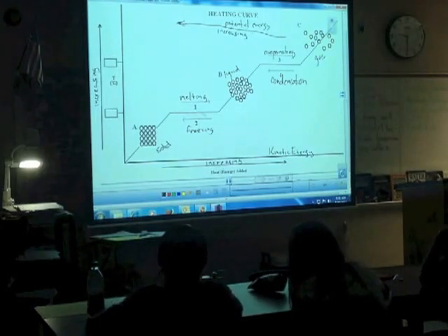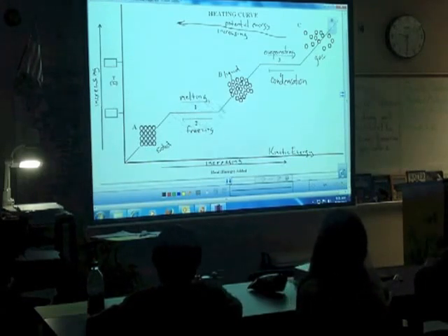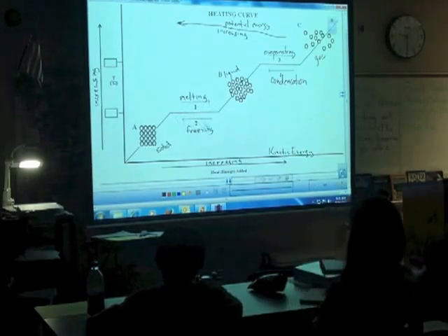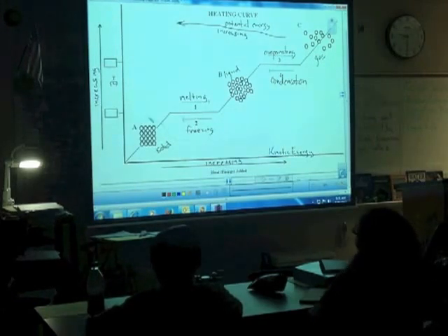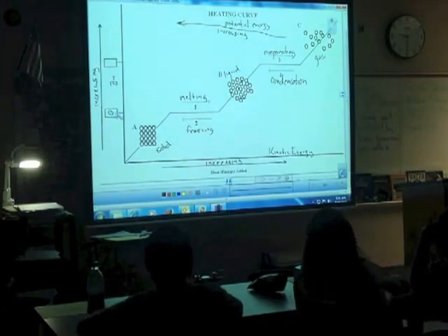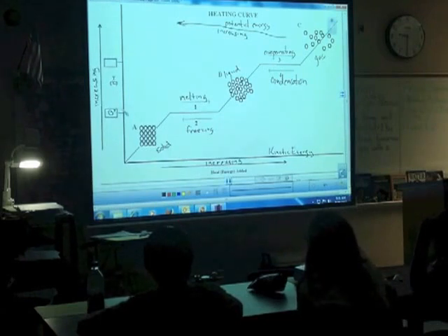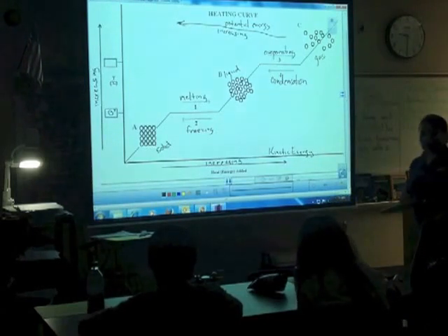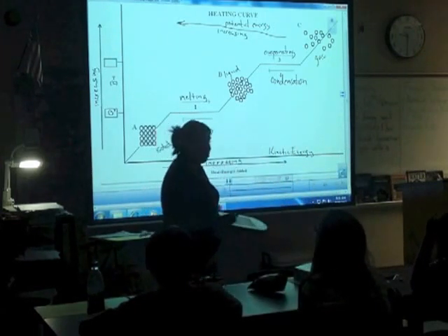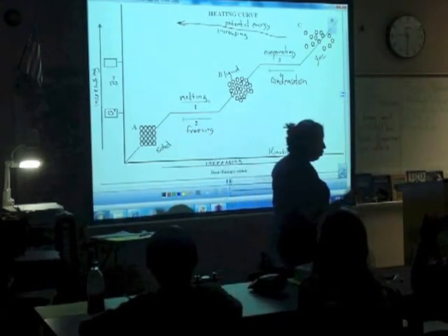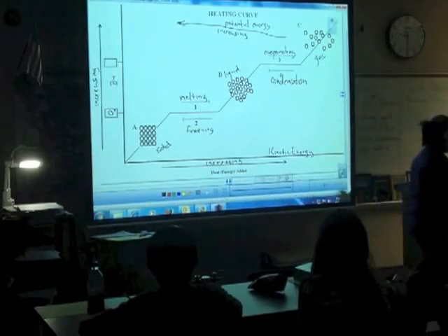So, if we look at this one right here, melting, freezing. At what temperature, for water, does liquid freeze into a solid? 0. Very good. That's something you need to know. Oh, I have to memorize numbers? Those are just numbers that you're going to come in contact with a lot, so you might as well know them. So the freezing point of water is 0 degrees.